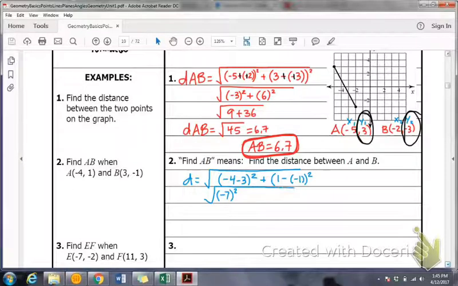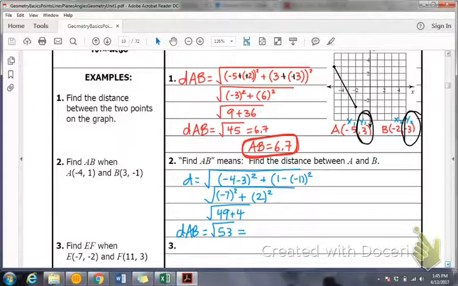Again, your square root sign should be there each time. 1 minus a minus is really 1 plus 1, so that's going to be 2 squared. Please keep in mind, a negative squared is not a negative, right? Negative times a negative is a positive. So this is the square root of 49 plus 4. And 49 plus 4 is 53. So make sure you have your label, the square root of 53.